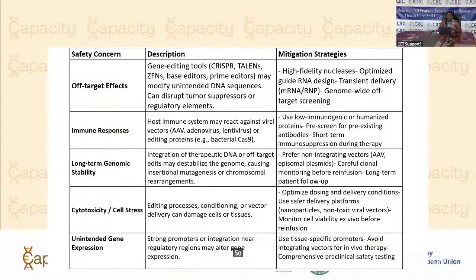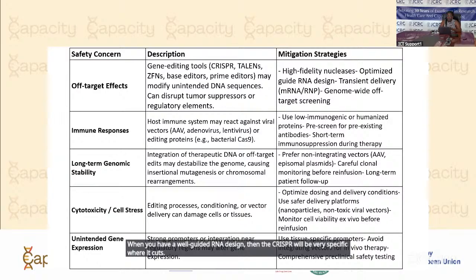So when we talk about gene therapy, we have to have some balanced optimism, because the safety profile is continuously evolving. The biggest concern for gene and cell therapies is off-target effects. And here we mitigate this using high fidelity nucleases like the CRISPR, and also having a well-designed guide RNA design, because when you have a well-guided RNA design, then the CRISPR will be very specific where it cuts.